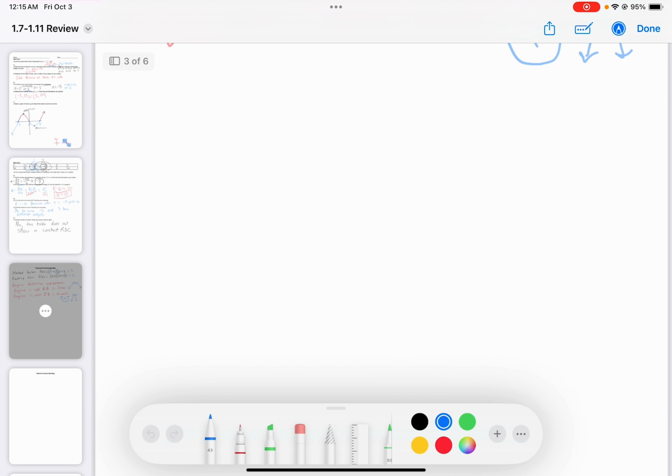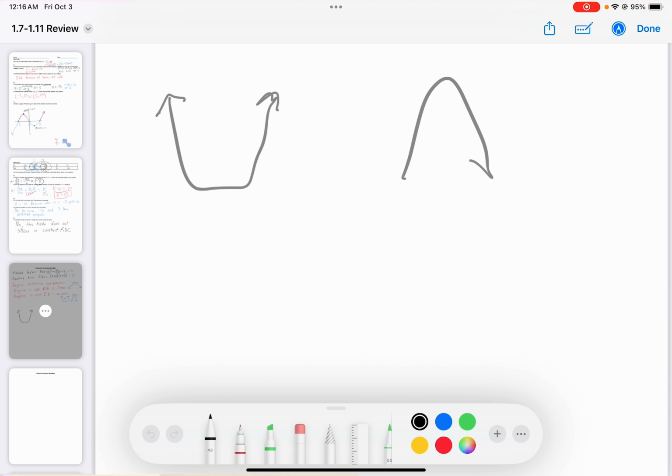Speaking of open up and open down, it's very important that we understand concavity. This is concave up. This is concave down. This means that this has an increasing rate of change. Concave up, increasing rate of change. Concave down, decreasing rate of change.